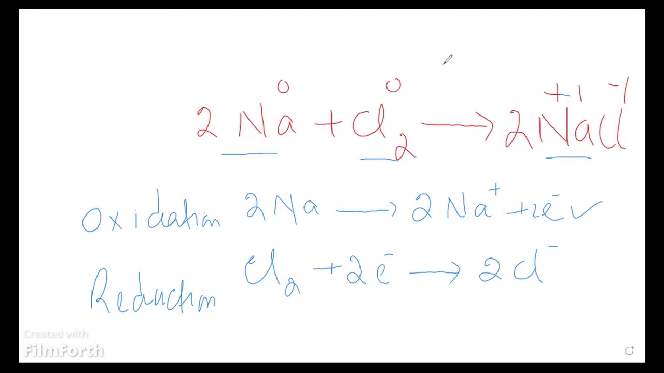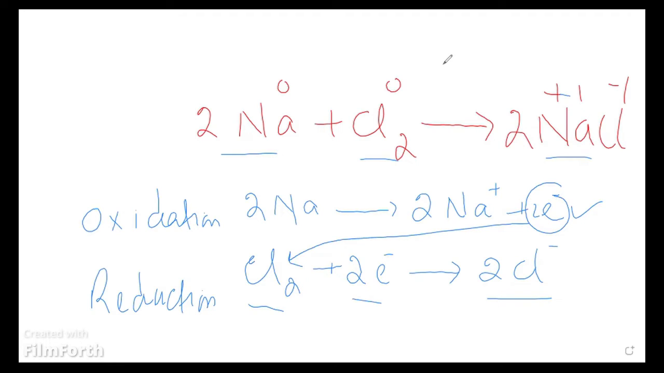Okay, children, sodium atoms are losing electrons, one each. Abdullah, are you getting this point or not? Yes. Okay, good. And in reduction, the chlorine molecule having 2 atoms gains 1 electron each to form 2 chloride ions. So now this sodium is losing electrons and these electrons are given to chlorine atoms.